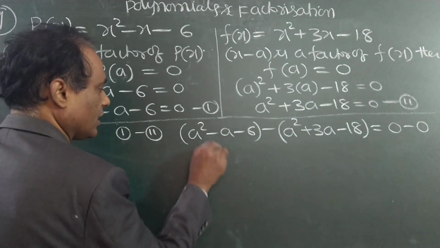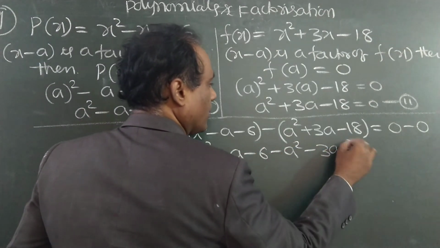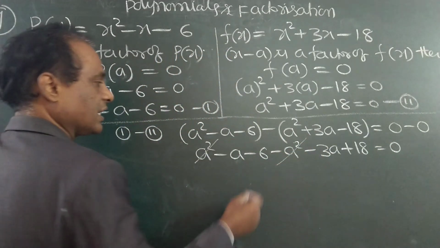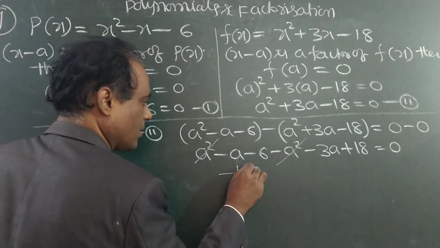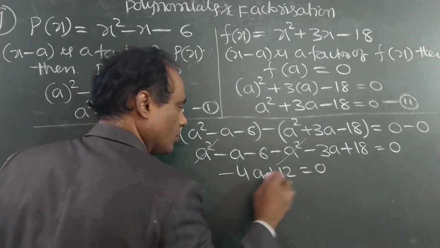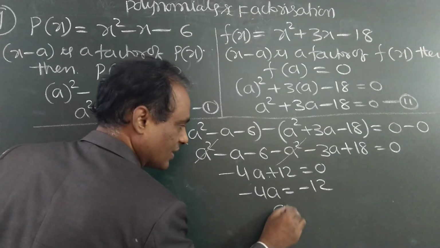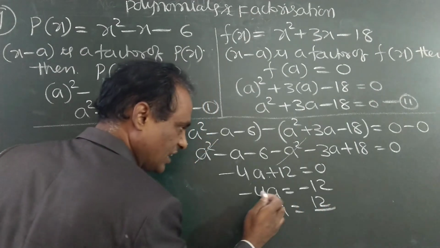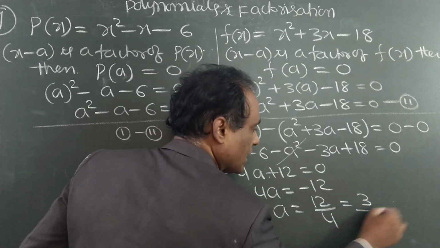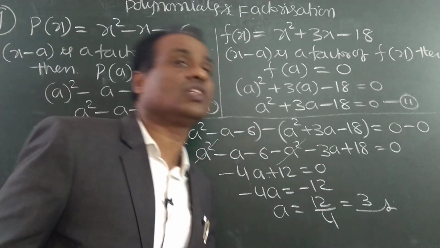Open the brackets: a square minus a minus 6 minus a square minus 3a plus 18. Minus a square plus a square cancel. Minus a minus 3a is minus 4a. 18 minus 6 is 12. So plus 12, that side minus 12. Minus minus cancel. A is equal to 12 by 4. It is into, means it will be in the denominator. 4 ones are 4, 4 threes are 12. A is equal to 3, answer. The question is find a value, that is a is equal to 3.